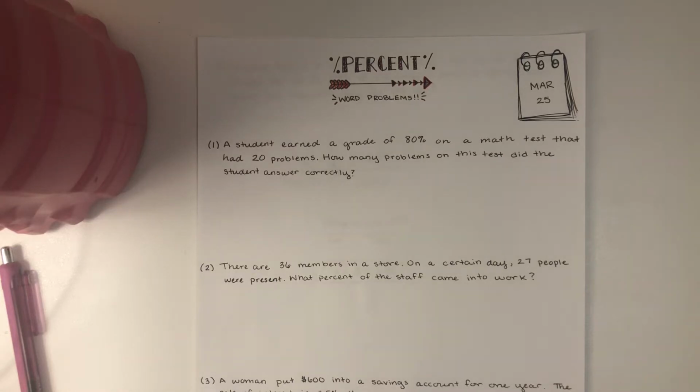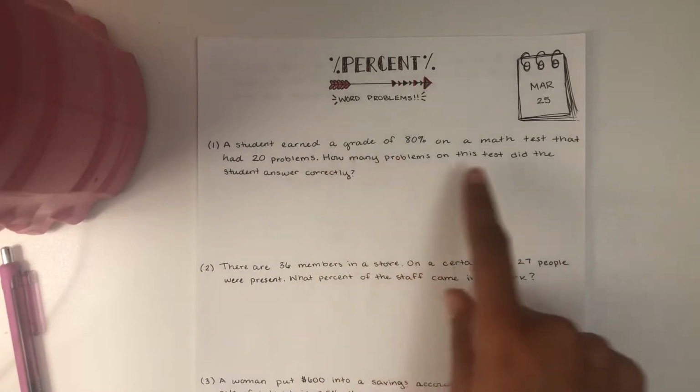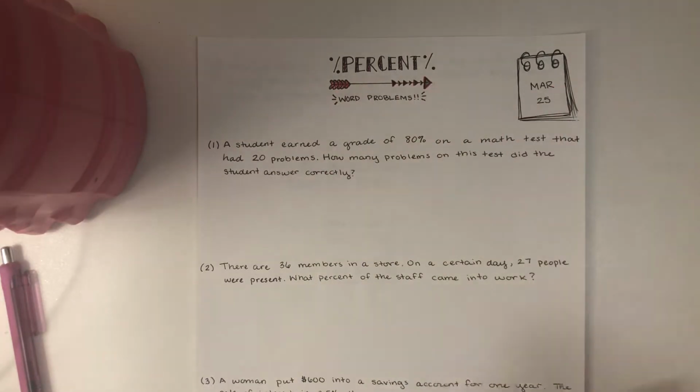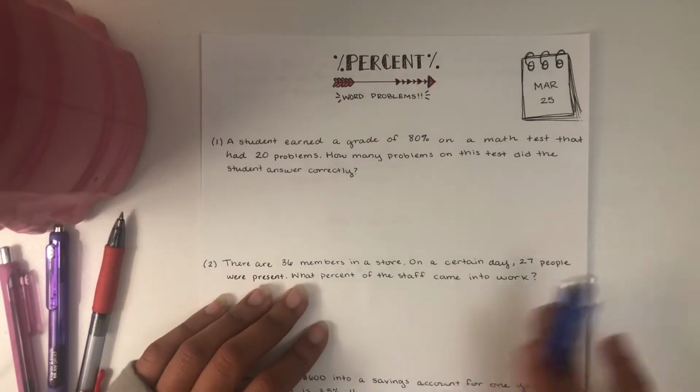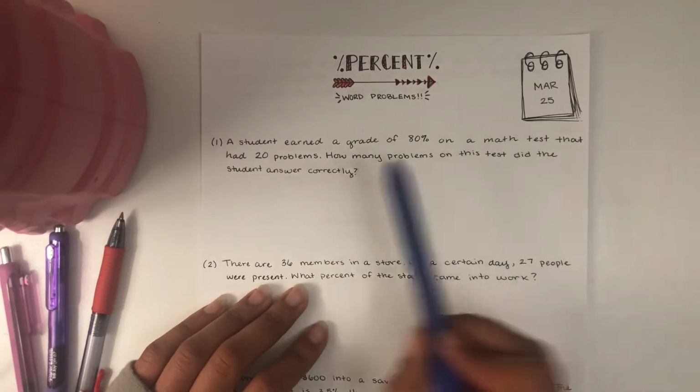Okay, percent word problems. We only have 4 problems to get through today. Please copy down the word sentences, the date, title, everything. It doesn't have to look exactly the same, but you just need everything down. So you can pause the video and write down number 1.